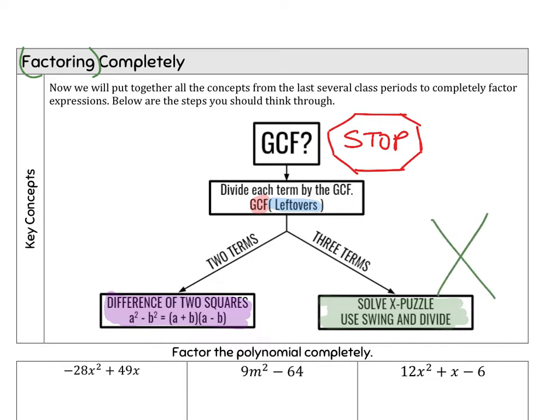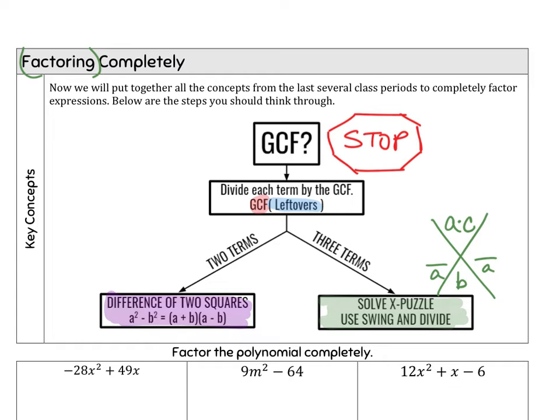Just for good measure so that these are good notes, how do I set up an X puzzle? You just do it. What goes in the top? A times C. What goes in the bottom? B. Okay, good. So we know how to do this part. And there it's on our notes just in case we forgot. So we're going to go through these 6 polynomials here and we're going to factor them all completely.